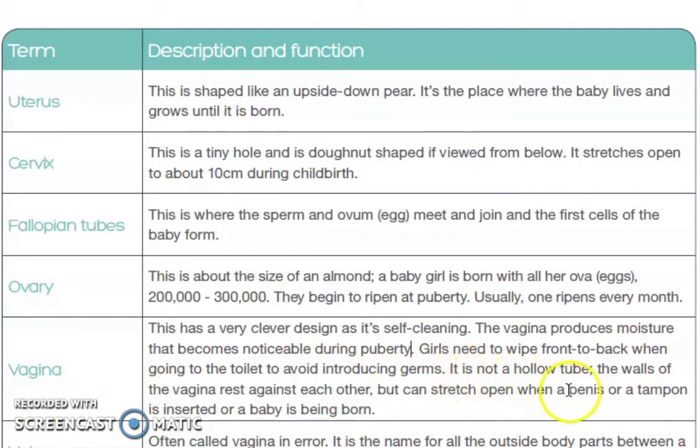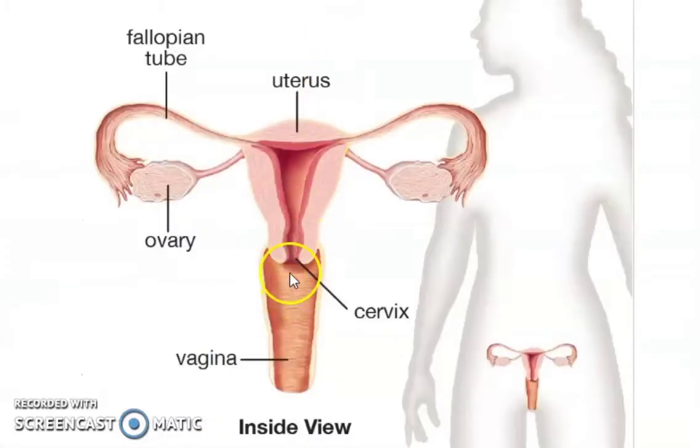It is not a hollow tube. The walls of the vagina rest against each other, but can stretch open when a penis or a tampon is inserted or a baby is being born. In the picture, giklaro lang siya no na naa siya opening to emphasize, but truly the vaginal walls are touching each other. So, it will just widen if na i-insert or naasay mo gawas like the baby.